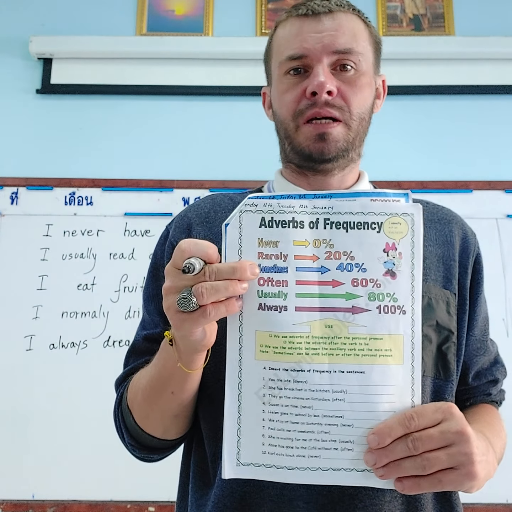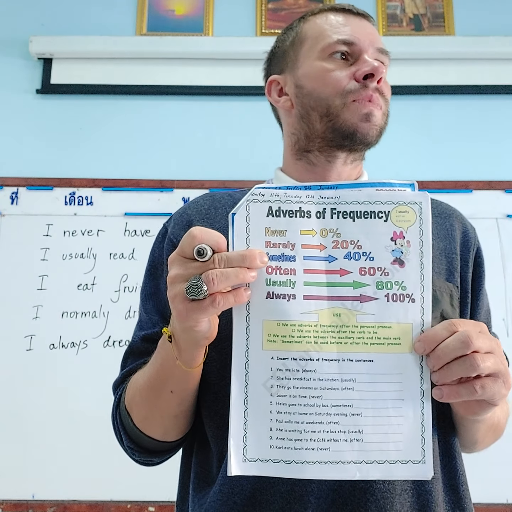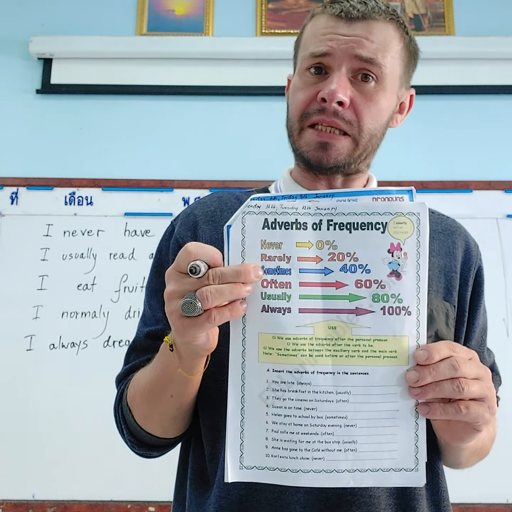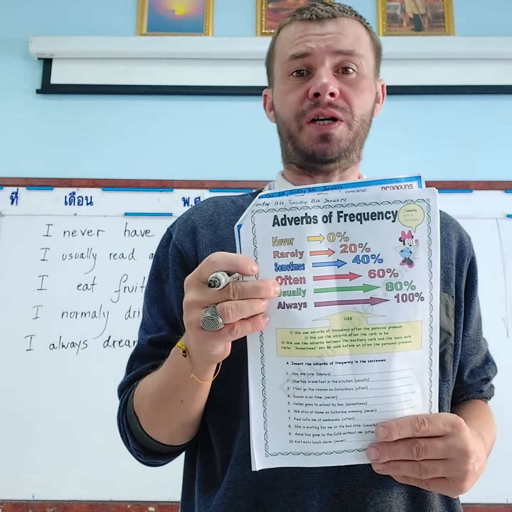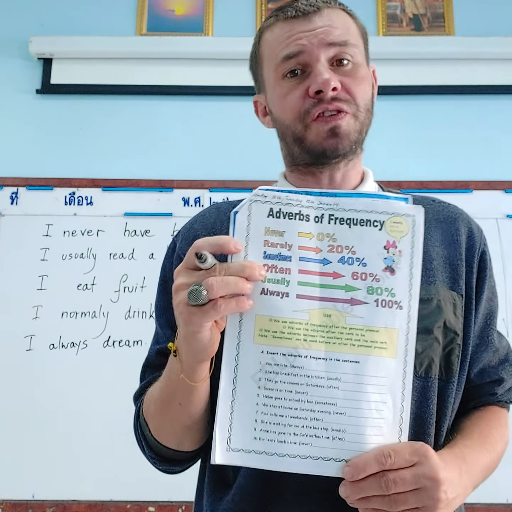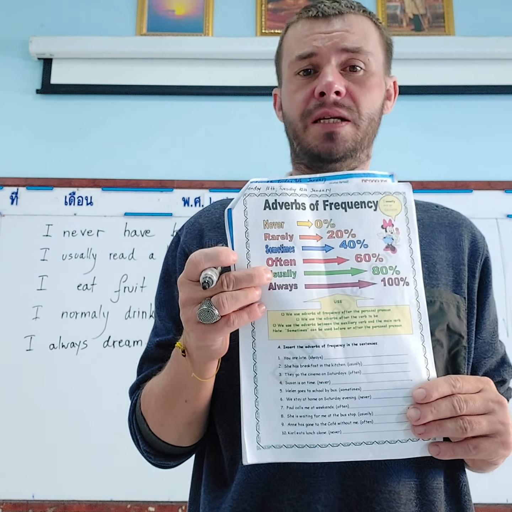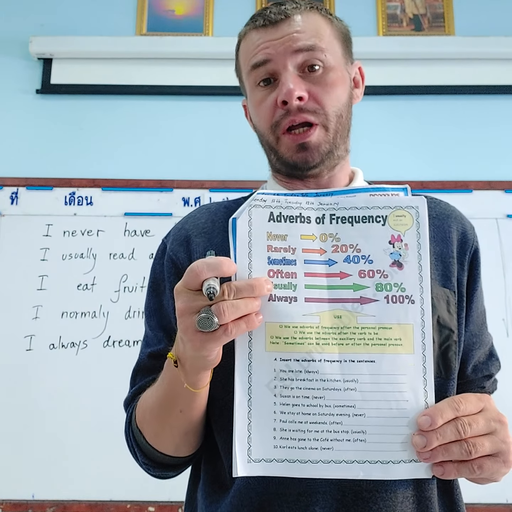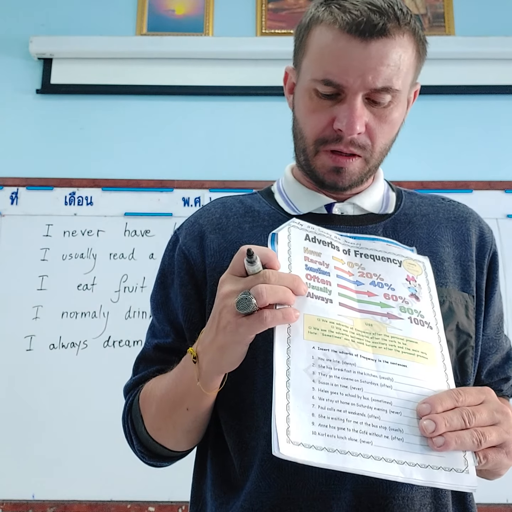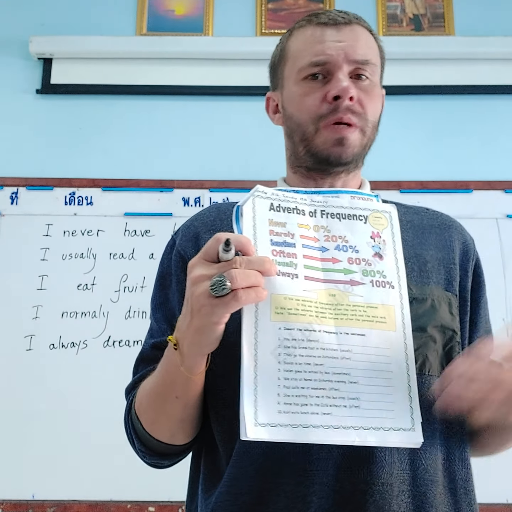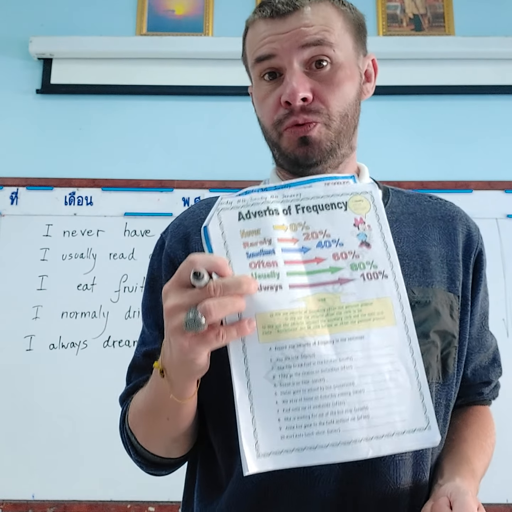Sometimes, when sometimes happens, well, here it says 40%. So sometimes I eat spaghetti. Not always, but sometimes. When something is 60%, it's often. I often go to Bangkok. I often go to the beach. Usually 80%. I usually have coffee in the morning. I usually have a steak for lunch. And always, all the time. I always get up at 7. I always go to work by bike. I always watch a movie in the evening.